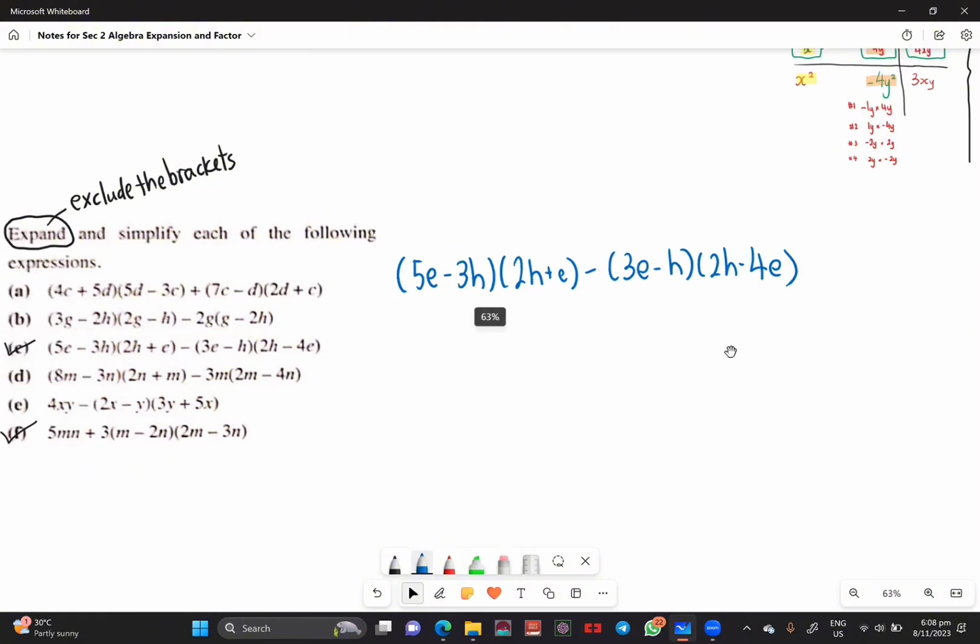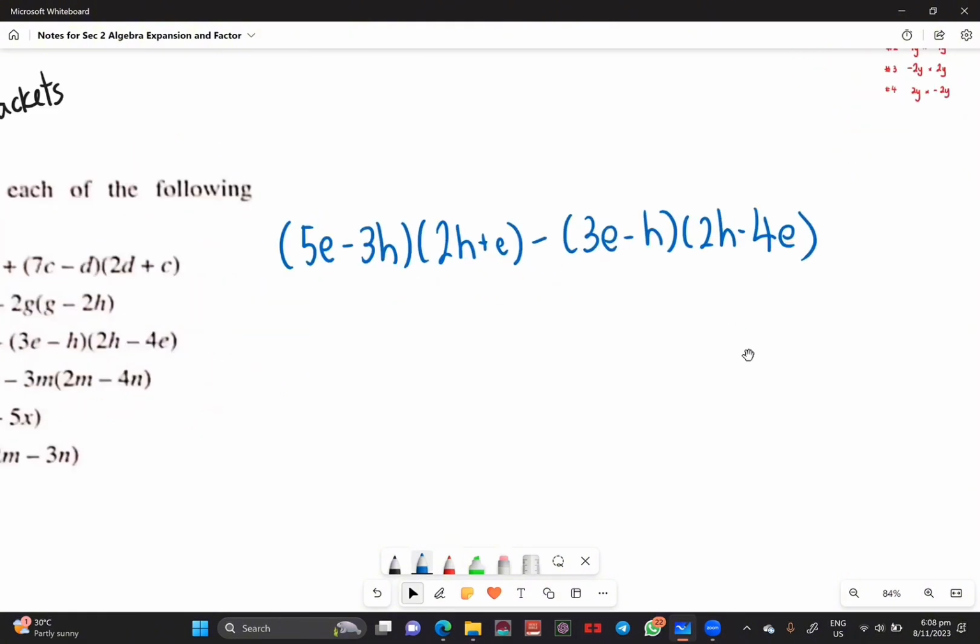Okay, can you see? All right, so now, in order for me to expand, all I need to do is to use the rainbow method, isn't it? Right, 5e times 2h. Okay, I apologize. Let me just draw the arrow properly. Okay, so go one by one first. 5e times 2h, that gives me how much? 10eh. True? One by one, don't do everything together.